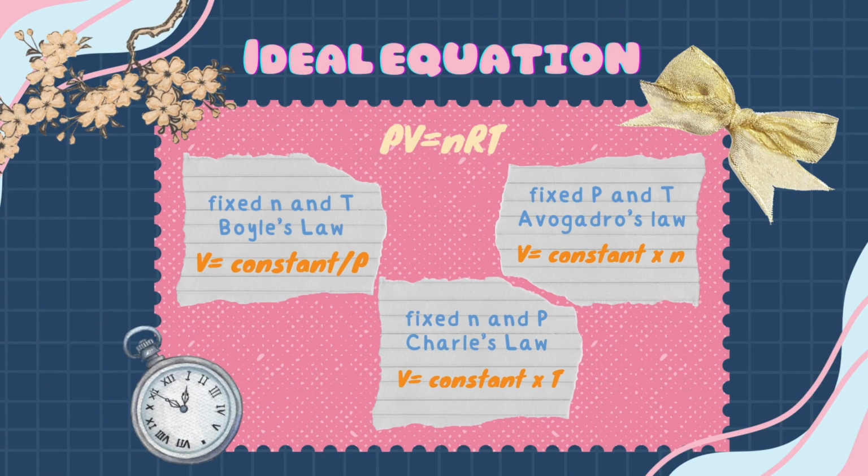The ideal equation of state for gas is PV equals nRT. As we know, P is pressure, V is volume, n is number of moles, R is the gas constant, and T is temperature. To fix n and T, using Boyle's law, V equals a constant over P. To fix n and P, using Charles's law, V equals a constant multiplied by T. To fix P and T, using Avogadro's law, V equals a constant multiplied by n.